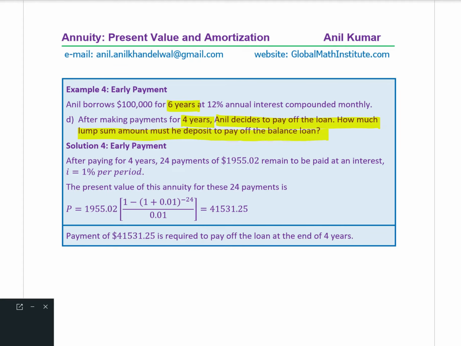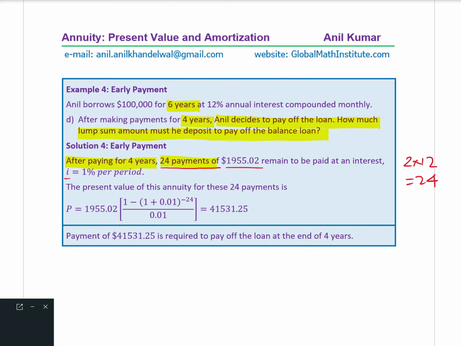And that has to be paid at the end of 4 years. So we begin by calculating the payments left. So after 4 years, 24 payments are left. Payments for 2 years, right? 2 into 12. So that is what is left, right? So we have 2 into 12, which is 24 payments are left. These 24 payments should be paid, and each payment is of 1955.02, right? So that remains to be paid at the interest, which you know is 1%, 0.01.